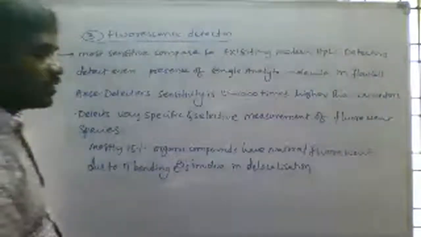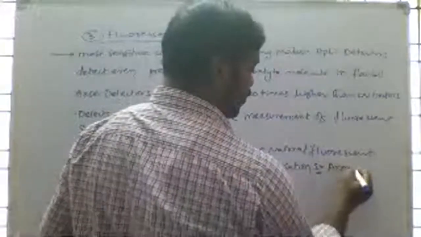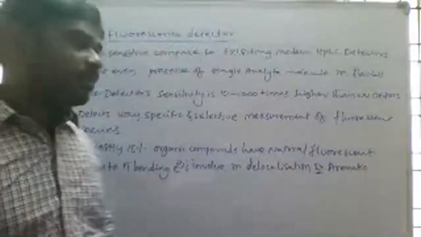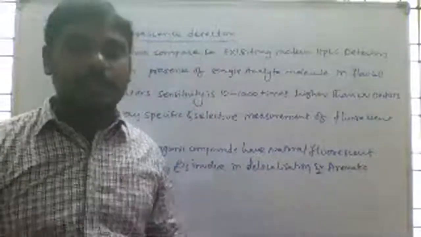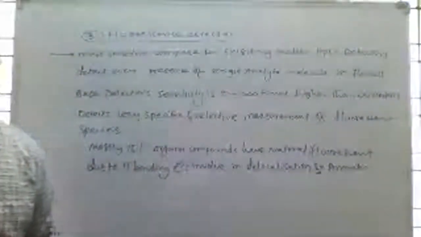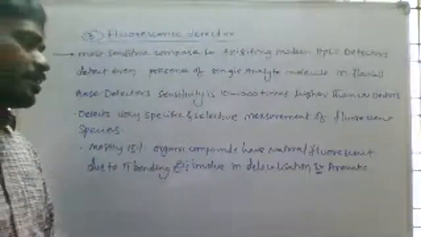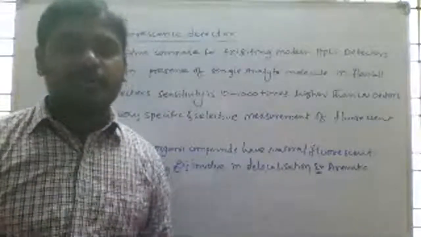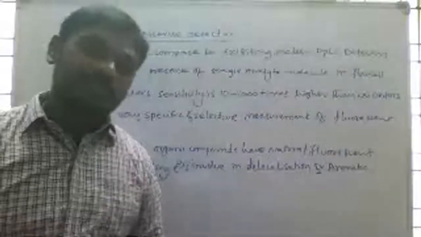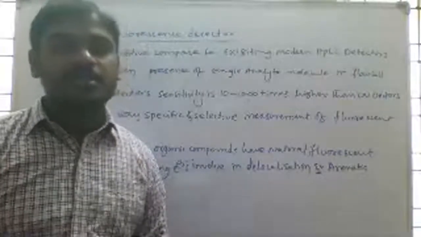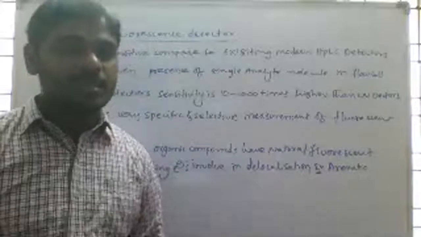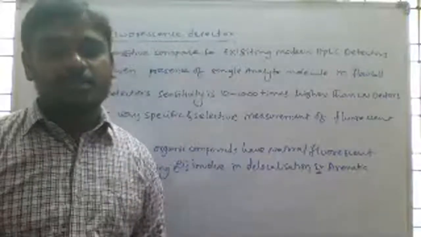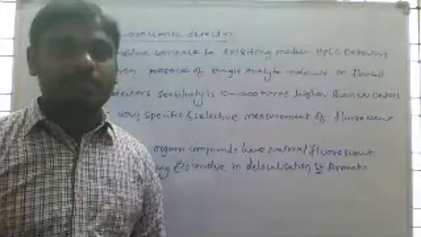Examples are aromatic compounds: benzene, naphthalene, anthracene, toluene, xylene. All are aromatic compounds. They exhibit natural fluorescence because of the presence of conjugated pi bonds, which are involved in delocalization. The conjugation effect is there, the absorption of radiation also increases, and then they give fluorescent nature. Therefore, these can be detected by the fluorescence detector.